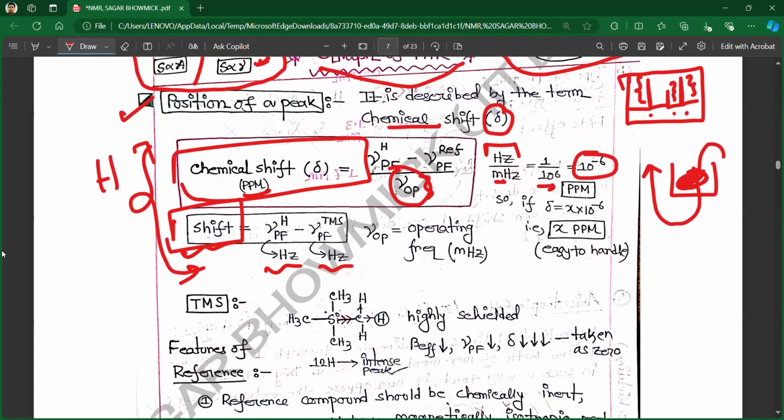Now, the reference compound. Which reference compound is used in NMR? That is called TMS, tetramethylsilane. This is the compound tetramethylsilane, silicon with four methyl groups.